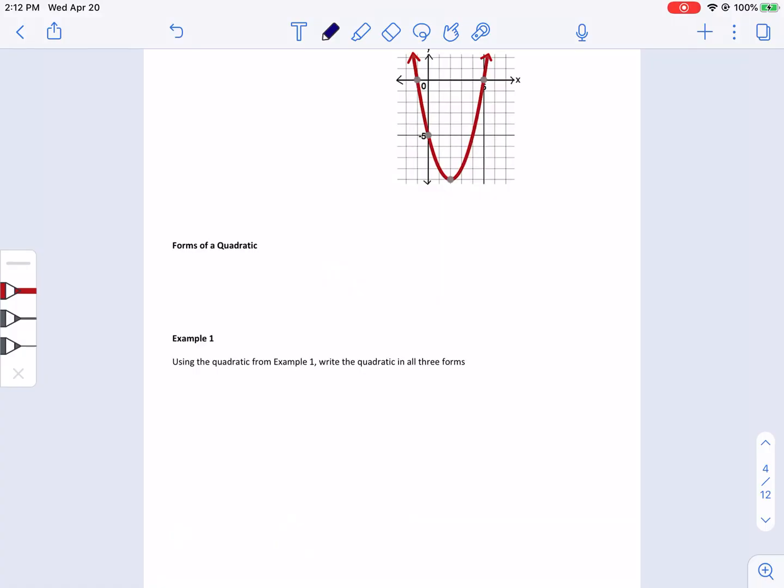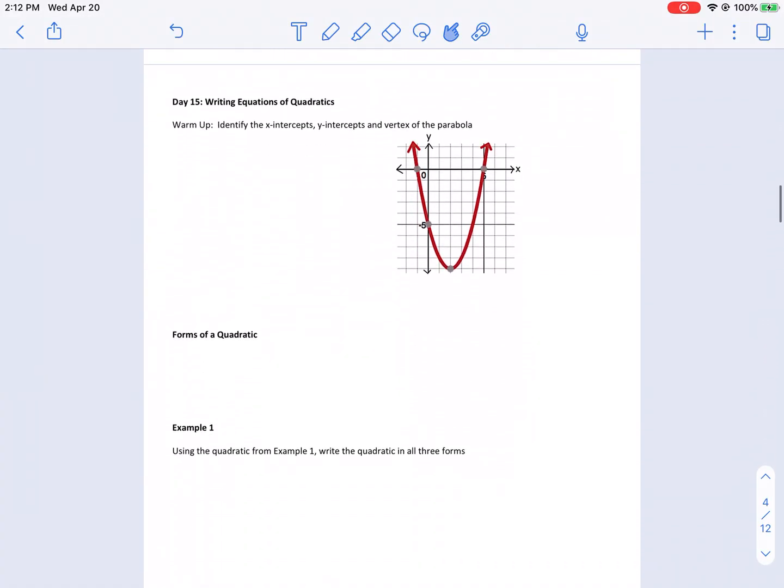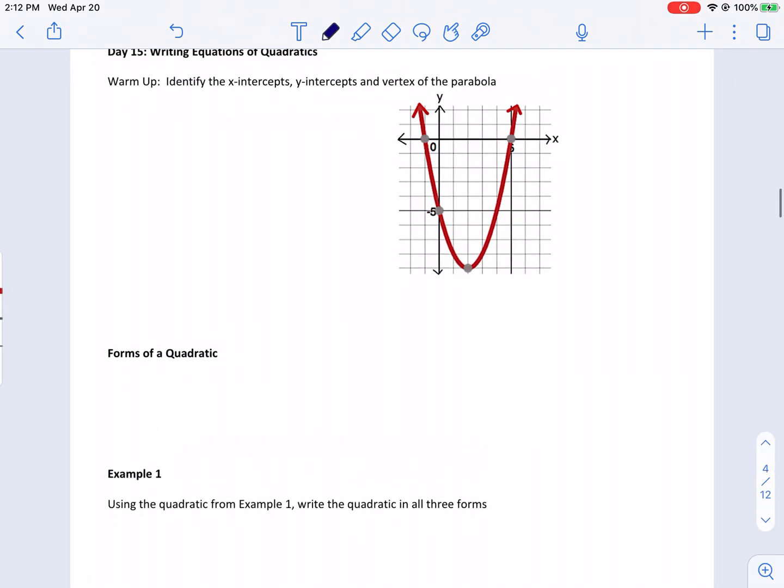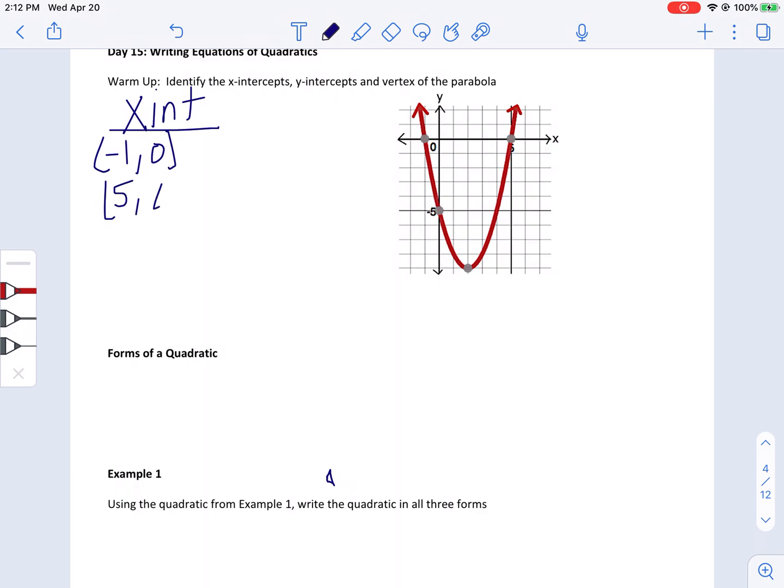Today we're going to look at how to write some equations here. So the first thing, asking you to identify the x, y intercepts and the vertex. So our x-intercepts: where does it cross? Well, it crosses at (-1, 0) and at (5, 0).